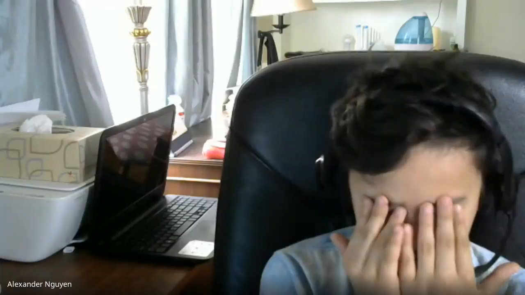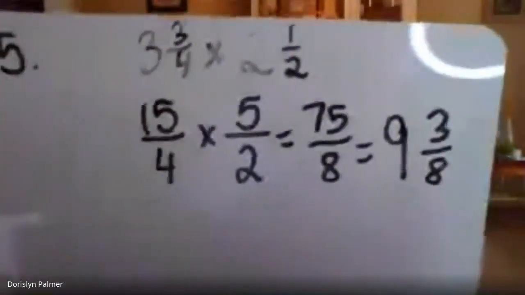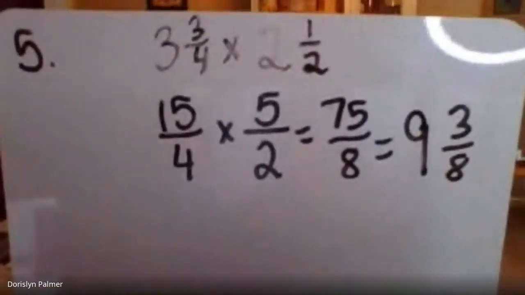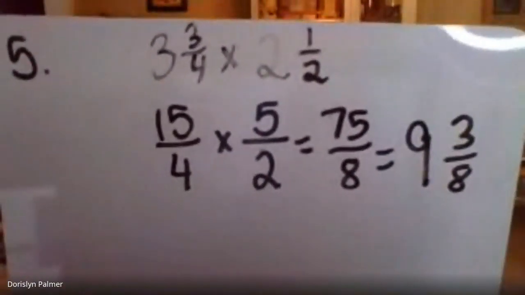Good. All right. Number 5, Bernadette. Did you do this one? I know you weren't in class yesterday. Yes, I did that one. When you turned 3 3/4 into an improper fraction, what did you get? I did 15/4 times 5/2 equals 75/8, and then I reduced that to 9 3/8. That's it. Just writing it down so everyone can see your work. Good job. 9 3/8. Good. Number 6, Grace.